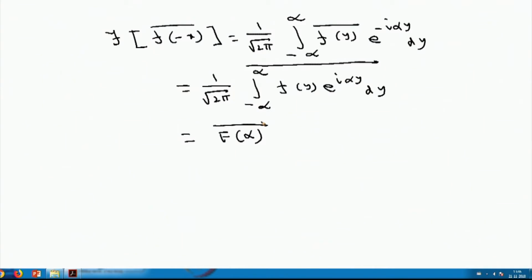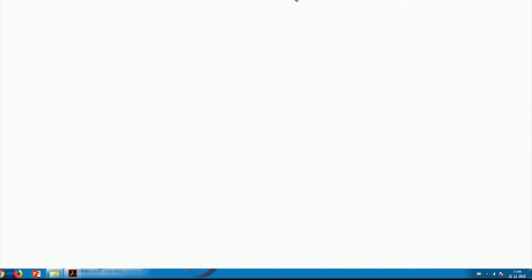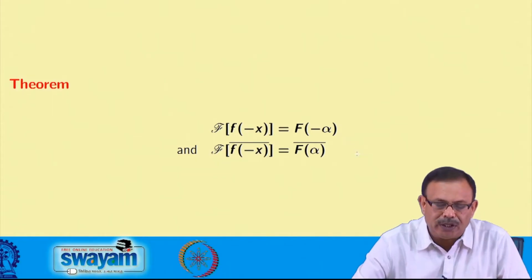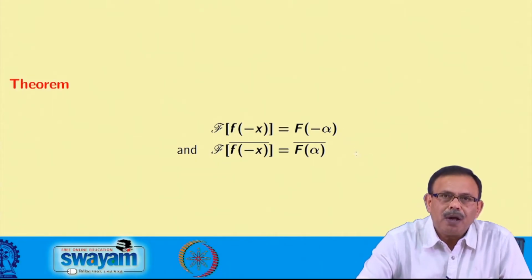So, I am writing e power minus i alpha y as e power i alpha y, and I am putting the bar on both sides, because the properties will remain unchanged this way, and this is nothing but the Fourier transform of f x whole bar. So, this completes the proof of the theorem. These were the two proofs which I had to do: Fourier transform of f of minus x equals capital F of minus alpha, and Fourier transform of f of minus x bar equals capital F of alpha bar.